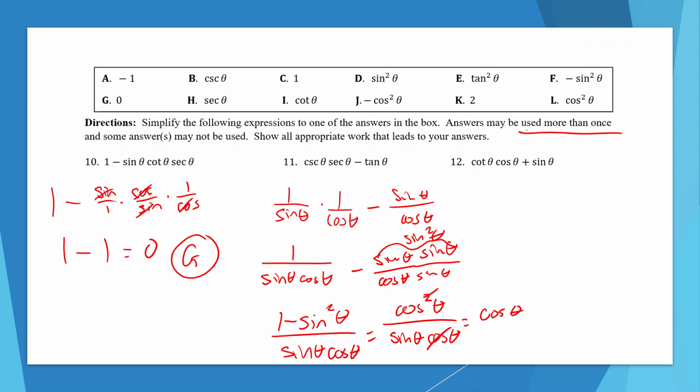We're left with cosine theta over sine theta, which is 1 over tangent, or just cotangent theta, which is option choice I. So I is going to be our correct answer for number 11.